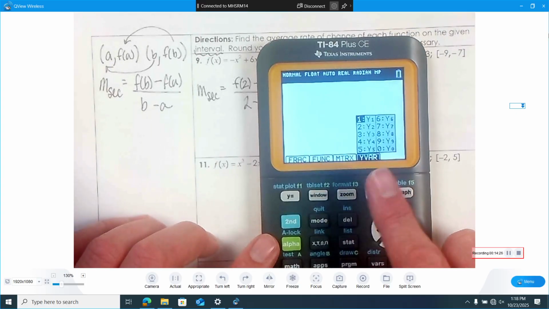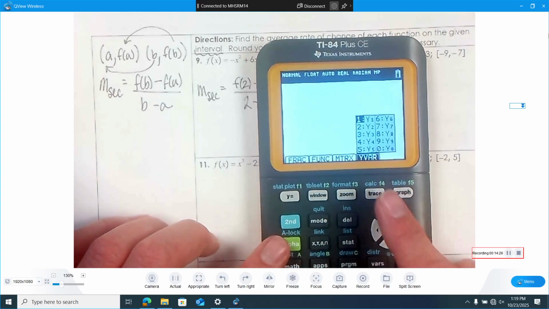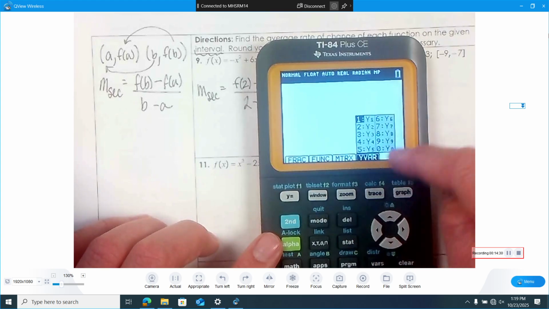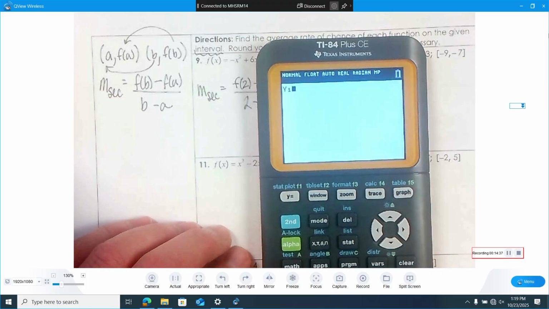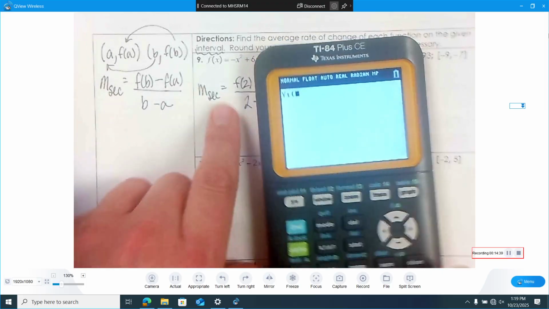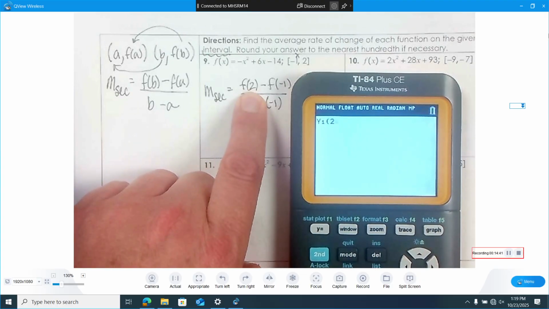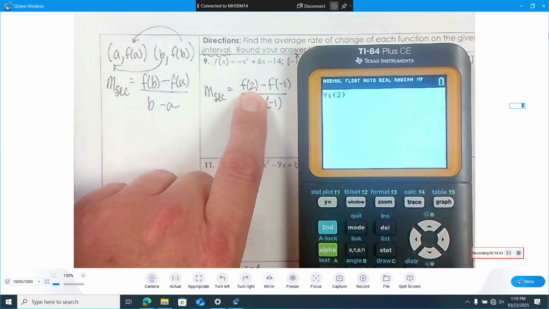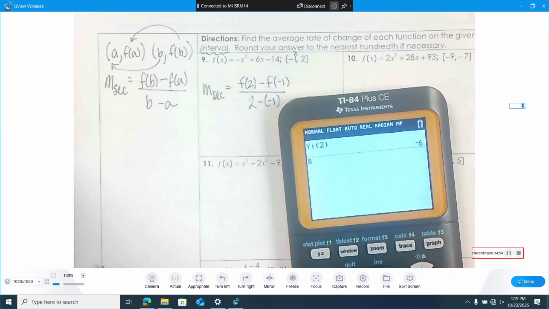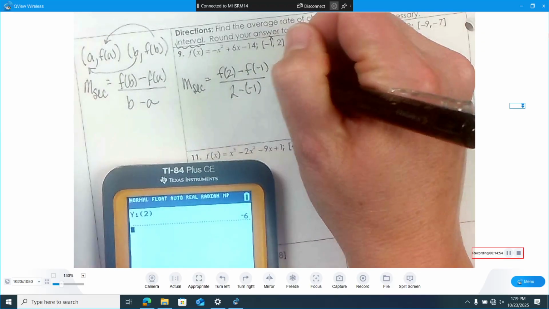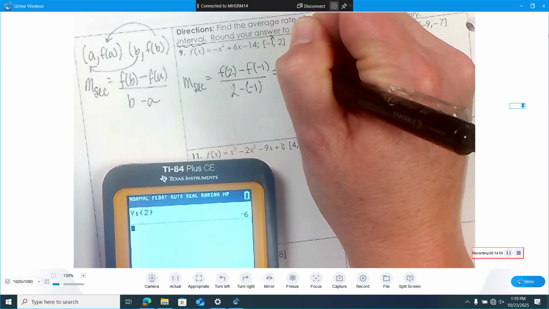Alpha f4, we get this menu. It corresponds to all the y values in the graphing menu, okay? And we were in y1. So we're going to hit y1, and then we can evaluate it at 2. You just use parentheses, and what it's doing is it's using the formula we have in y1, and it's plugging in the 2 for you. And we get an output of negative 6, which is super nice. So f of 2 is negative 6.